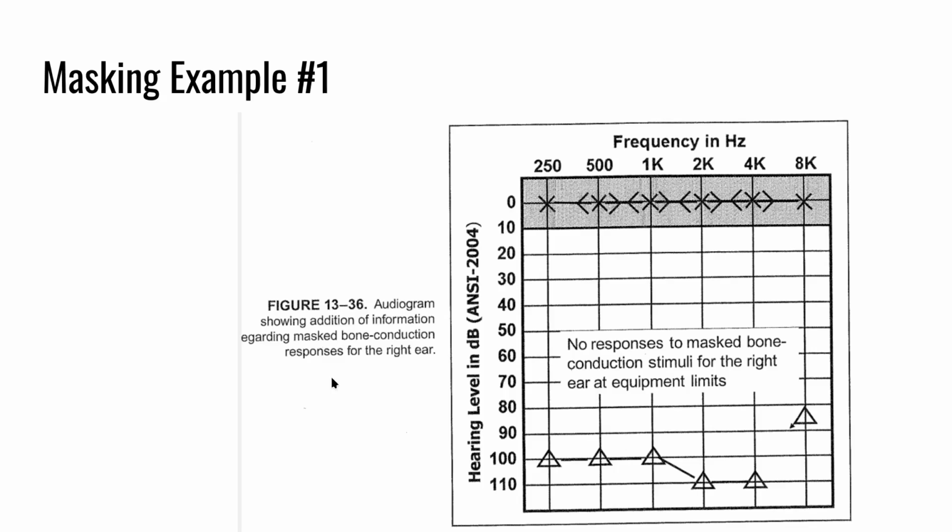We know it's not a pure conductive loss because the maximum conductive loss is around 60 dB. So it's got to be either mixed or sensory neural. Conductive loss cannot be greater than interaural attenuation. That's how we know that 60 dB is close to the max for the conductive portion of the loss.